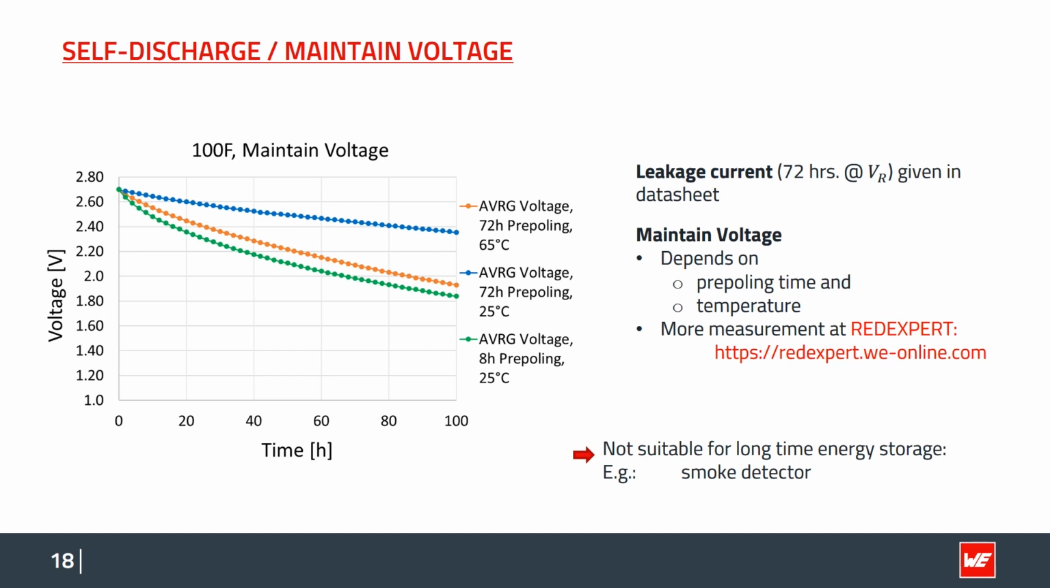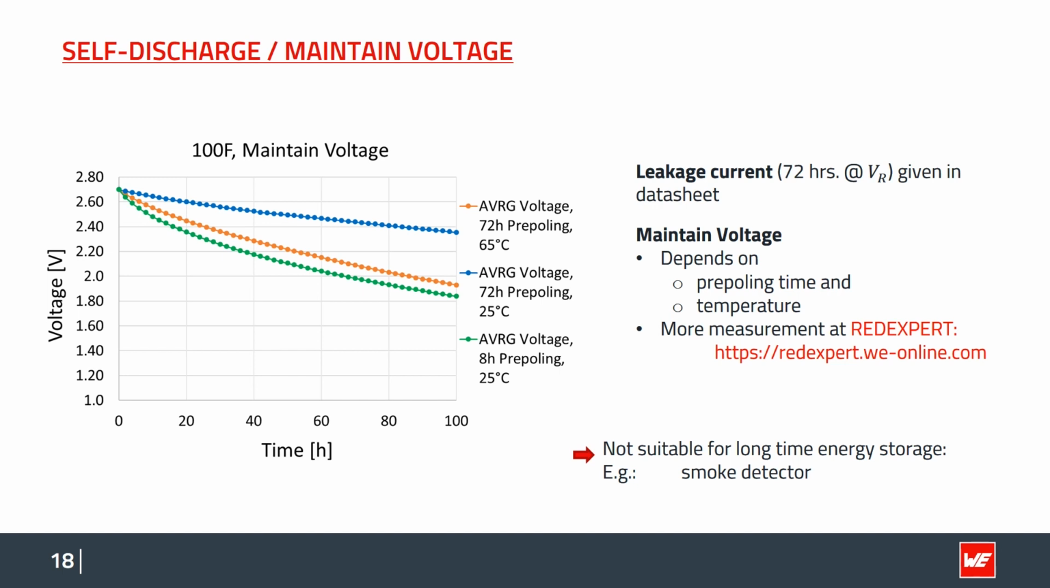Last but not least, let me mention the topic of self-discharge or maintained voltage. The self-discharge is driven by the leakage current, which is given in the data sheet. Usually it is in the order of microamperes, but most people don't find that always helpful. You certainly need it if you develop your balancing strategy, but very often people don't know what to do with it. A bit more practical is the maintained voltage value, I think.